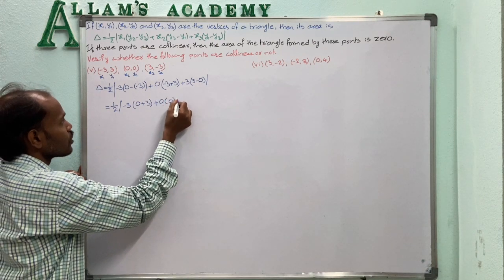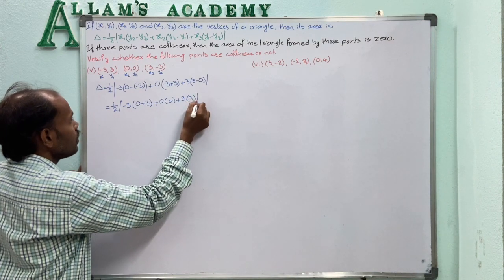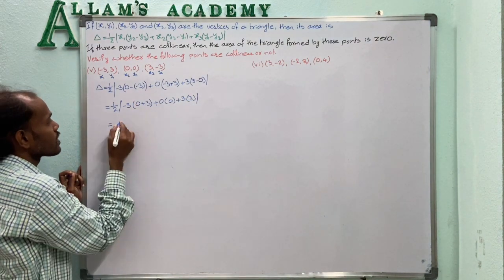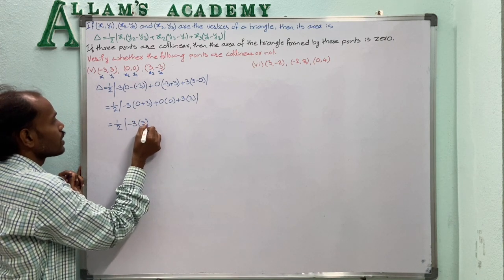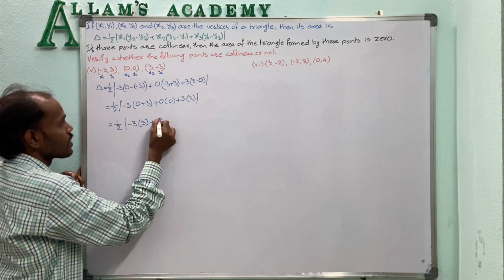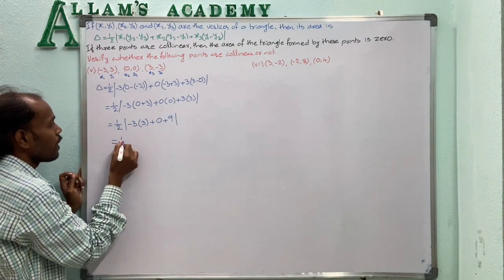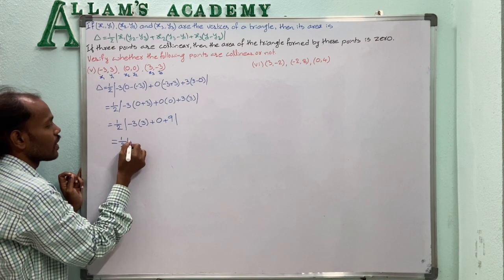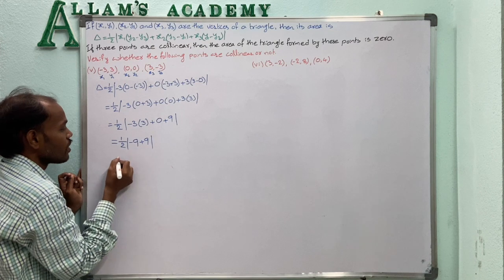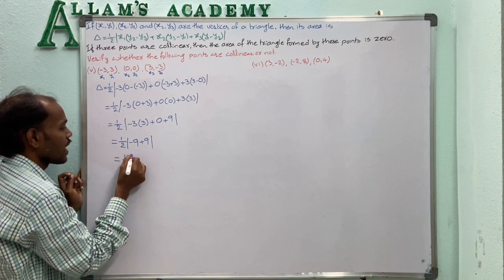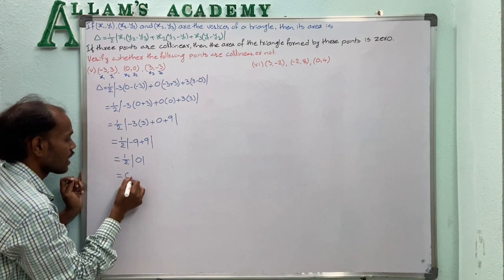So 0 into 0 plus 3 minus 0 is equal to 3. So 3 into 3, 0 plus 3 is equal to 3. So half mod minus 3 into 3 plus 0 into 0 is 0, and 3 threes are 9. So half mod minus 3 into plus 3 is equal to minus 9, 0 plus 9 is equal to 9. So 9 minus 9 is equal to 0. So half mod 0 is nothing but 0.